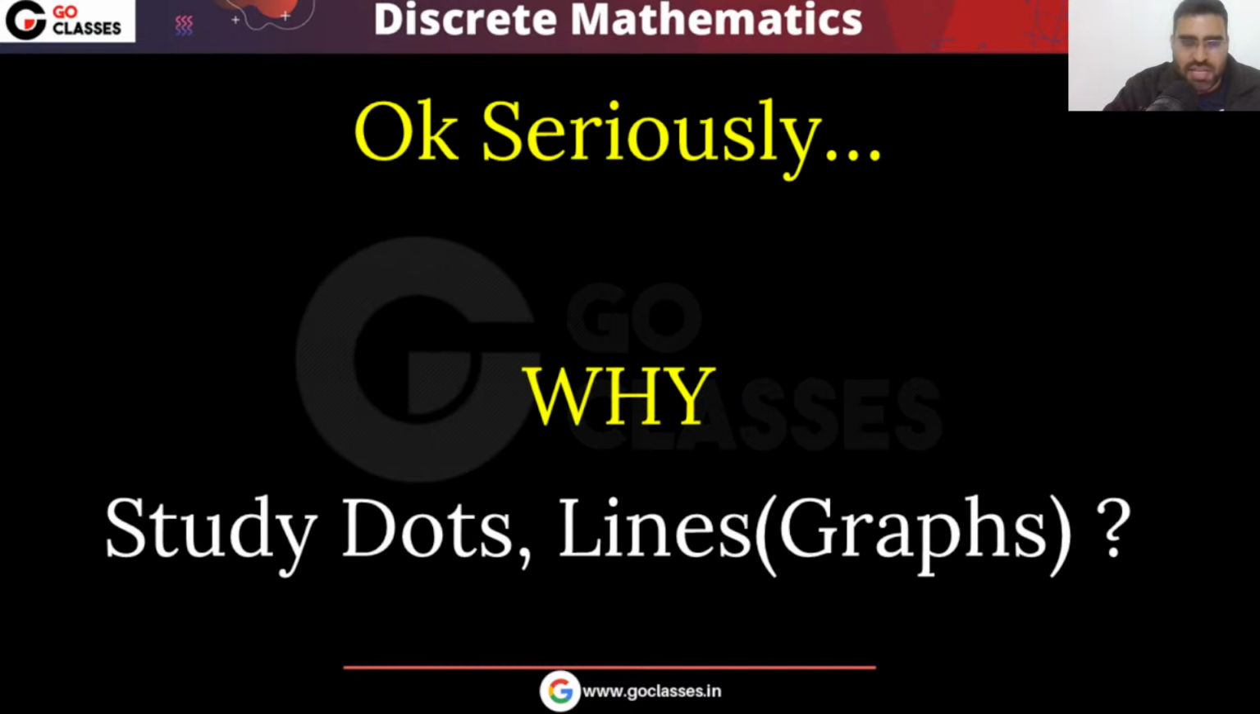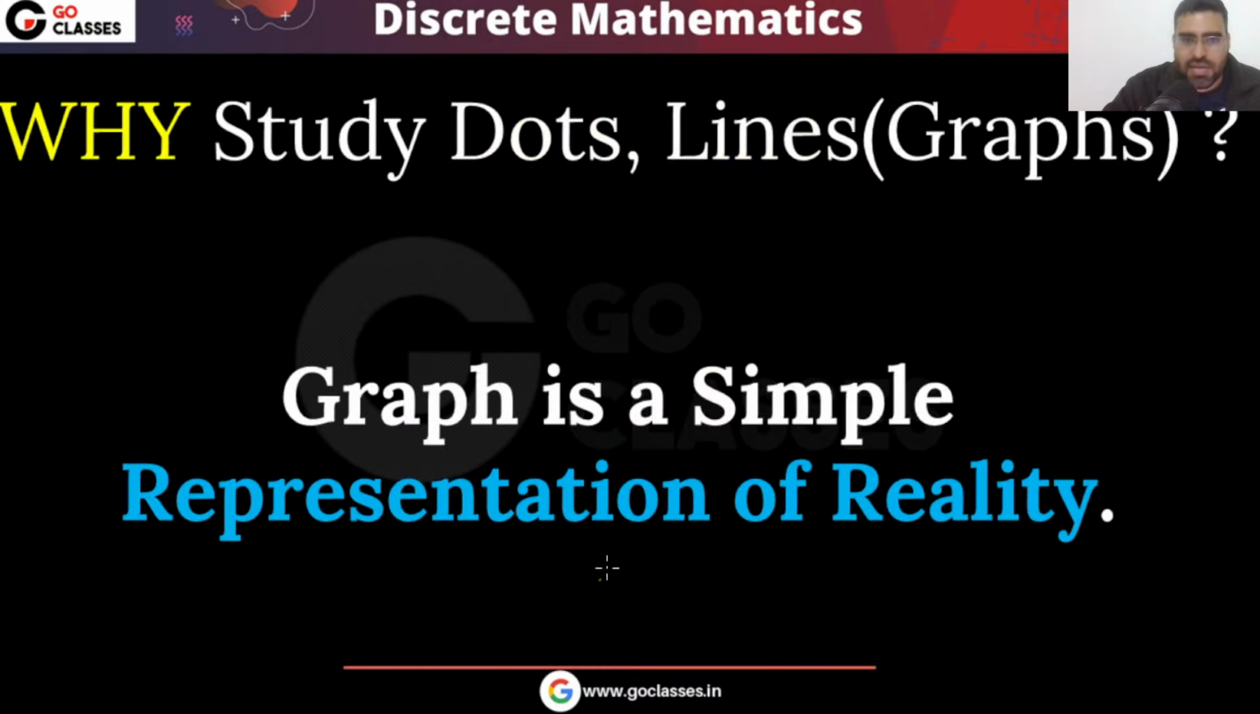Seriously, now you might be thinking, sir, tell me why we study graphs. The answer is very simple, because a graph is a simple representation of reality. Remember, a graph is a simple representation of reality. This is the simplest definition. In any interview, if they ask you what a graph is, you can impress the interviewer and say that a graph is nothing but a representation of reality.